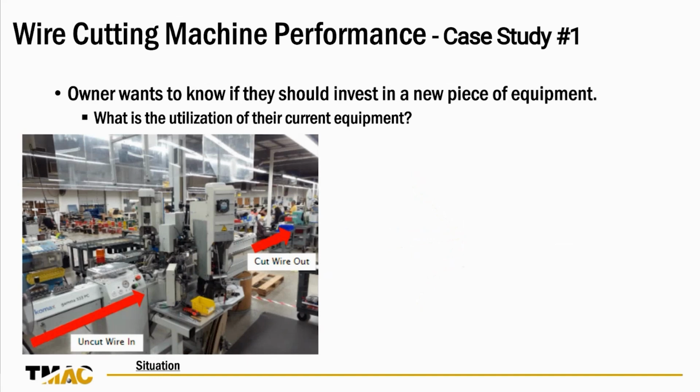So, what decisions have we helped answer? The first case study we'd like to walk through was a wire cutting machine performance. On the left, you can see the current state that this owner had.